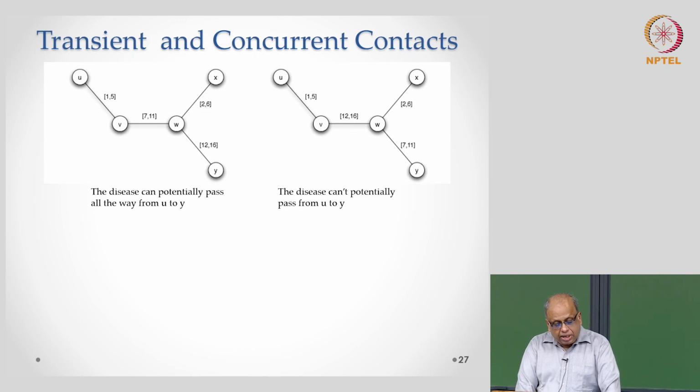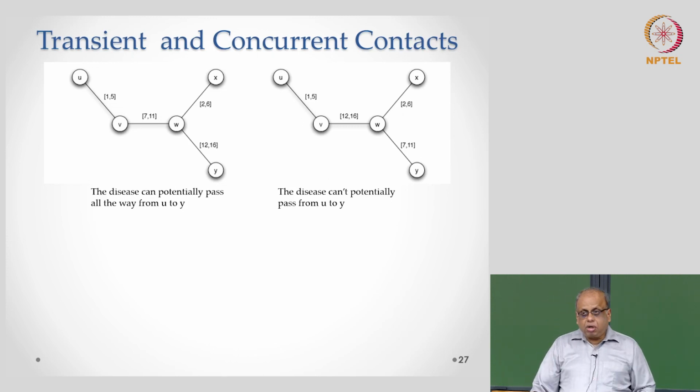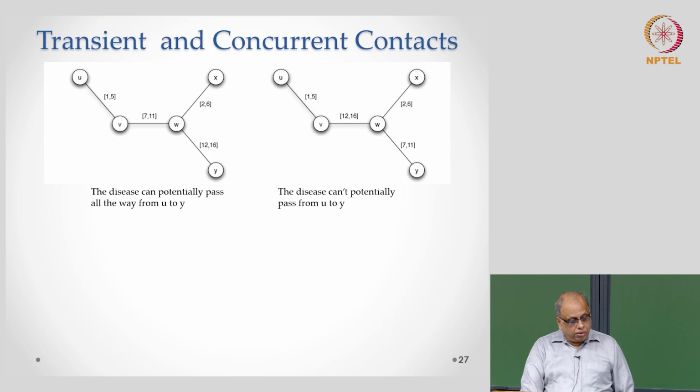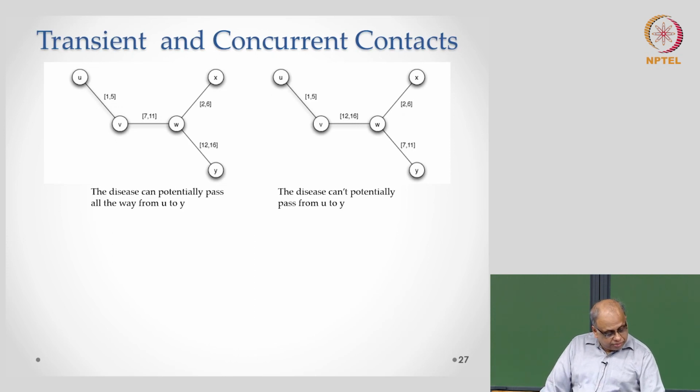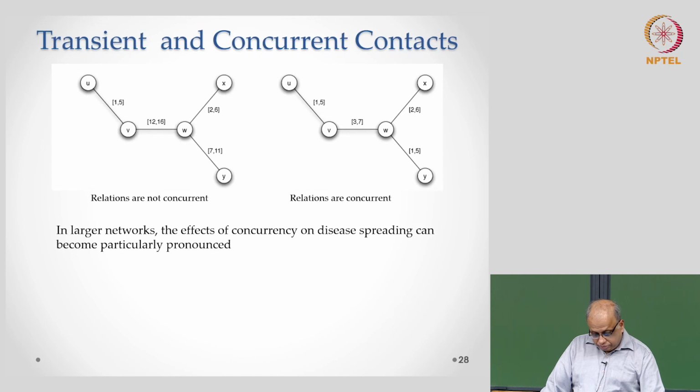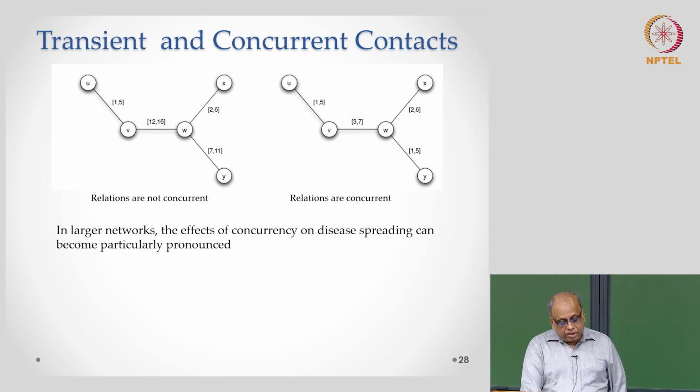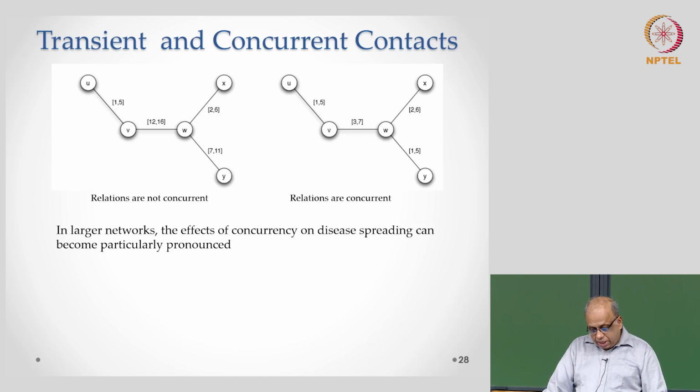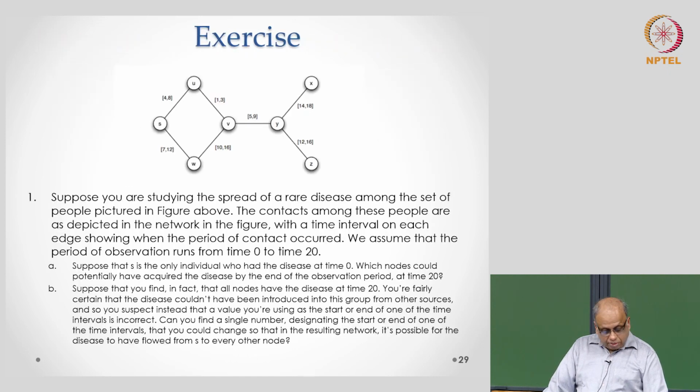Similarly, in the second diagram that you see, W came in contact with V and it could potentially get the disease between the time 12 to 16. Okay, but it was in contact with Y before that time and therefore W cannot pass the disease to Y. So, the time that you are in contact with the person and the duration of the disease, that also plays a very important role in how this epidemic passes on. So in larger networks, the effect of concurrency on disease spreading can become particularly pronounced.